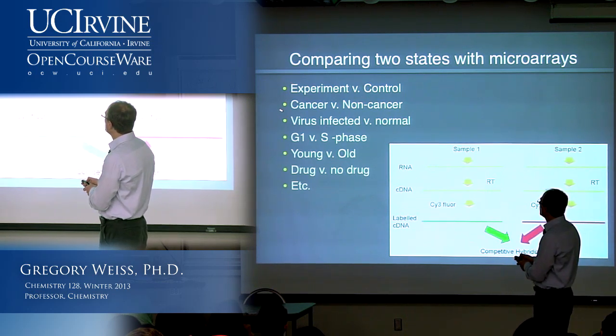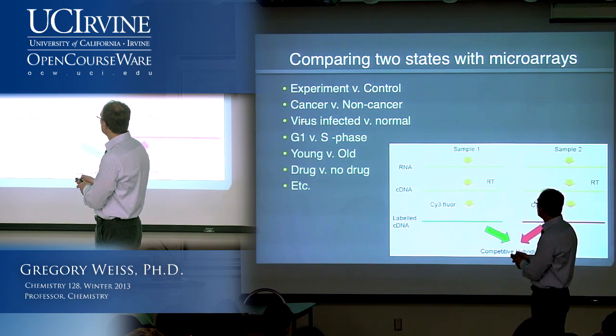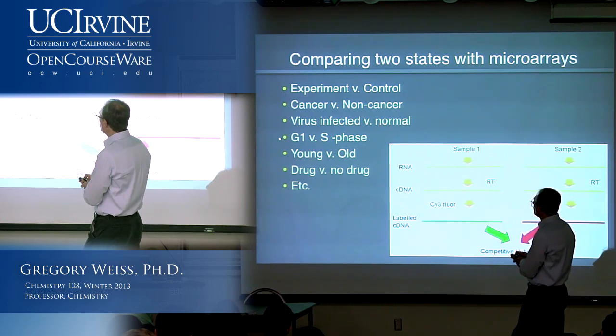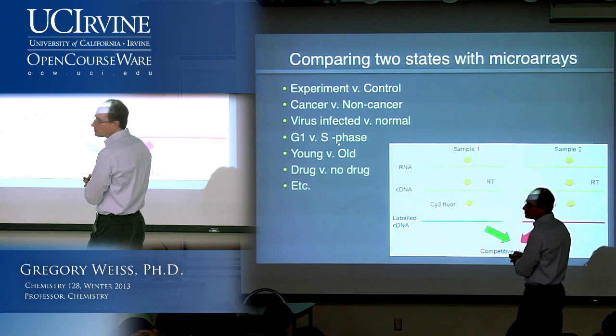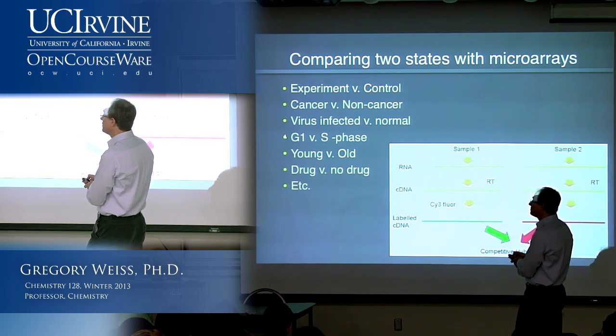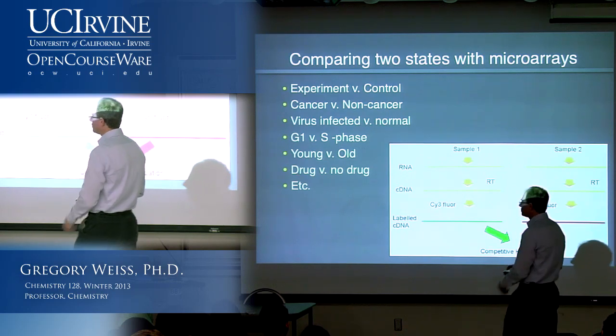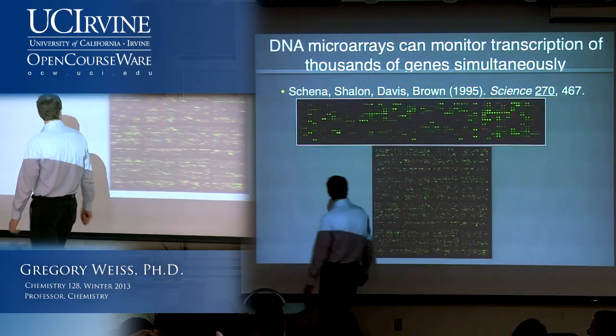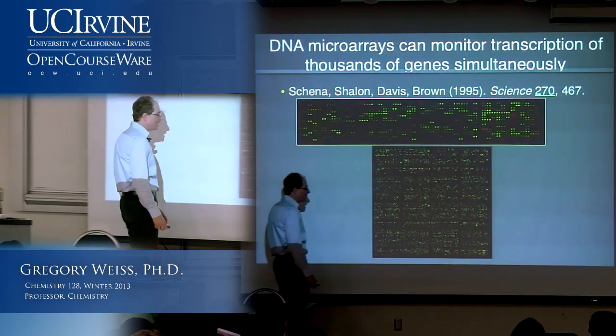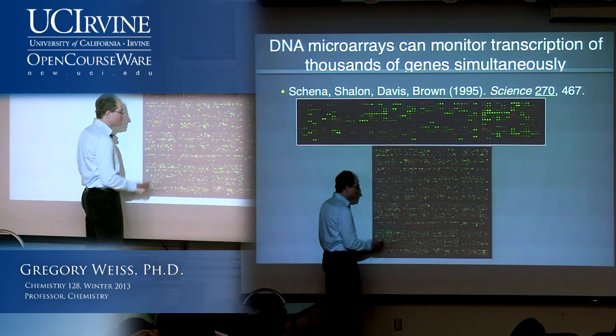The possibilities are endless. For example, you can look at cancer versus non-cancer cells, virus-infected versus normal, G1 phase of the cell cycle versus S phase. I'll explain these phases in a moment. Young cells versus old, drug treated versus no drug, etc. And so in the end, you get these massive arrays where you get a huge amount of data.